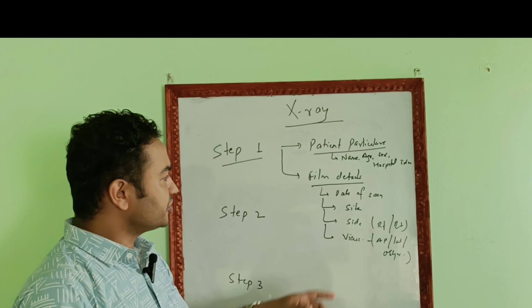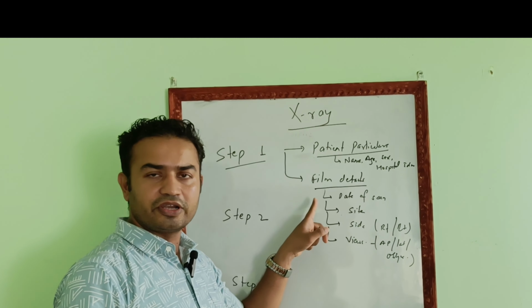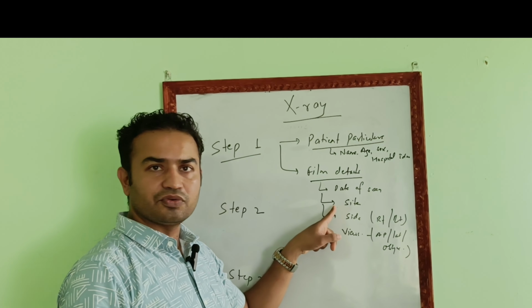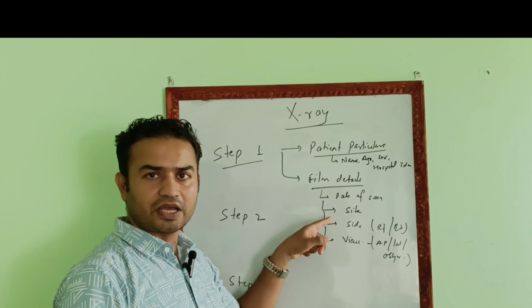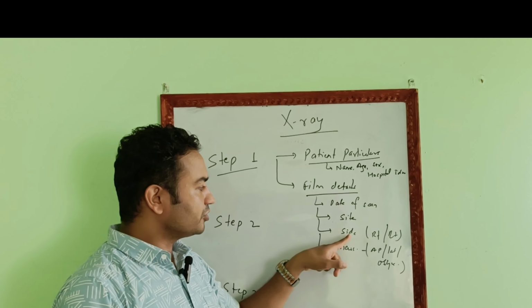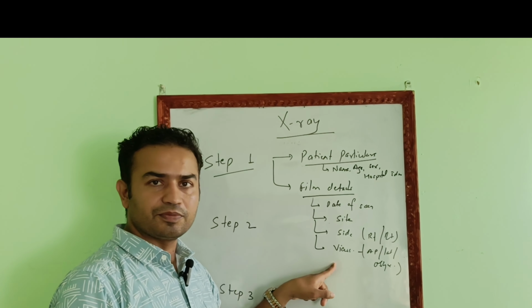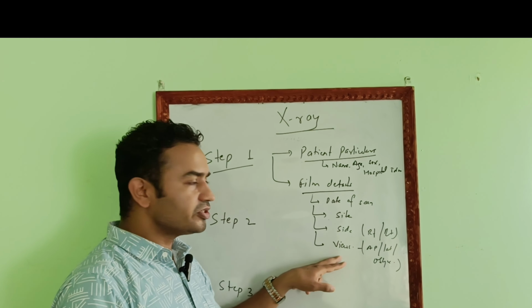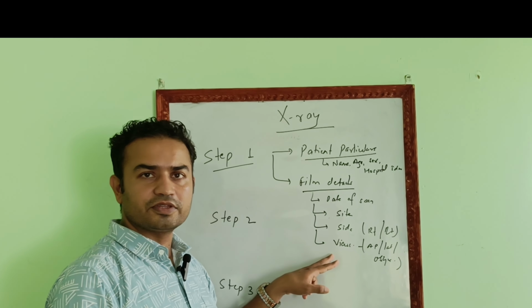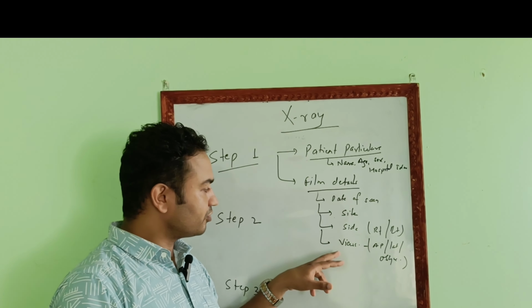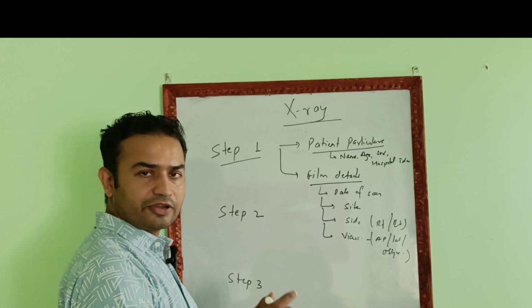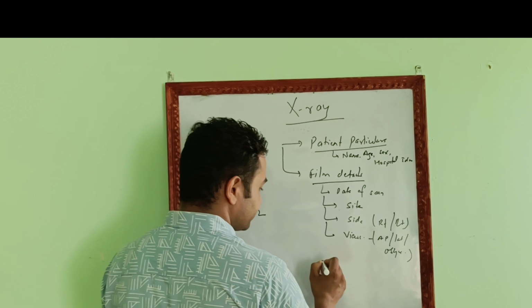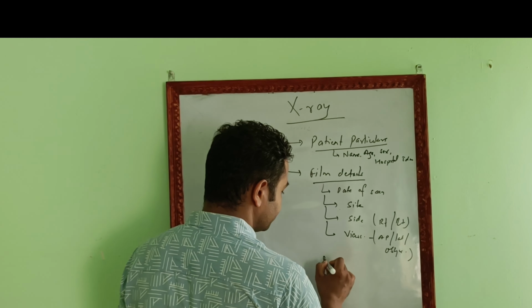In the film details, you mention the date of the scan, which is already written on the X-ray, the site, whether it is of the humerus or the forearm or the thigh or the leg, the side, which is right or left, and the views: AP views, lateral views, and oblique views. In relation to the views, many examiners will like to ask you the rule of twos. So I would like to point out here the rule of two.